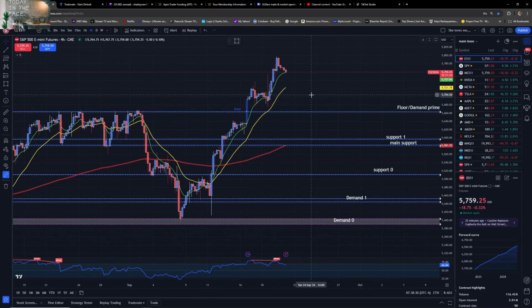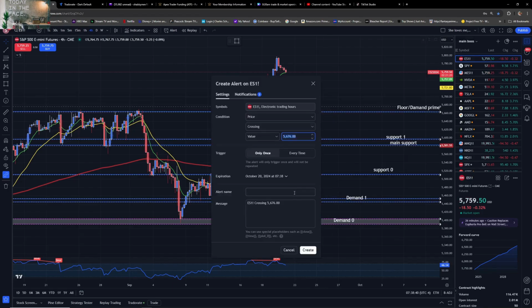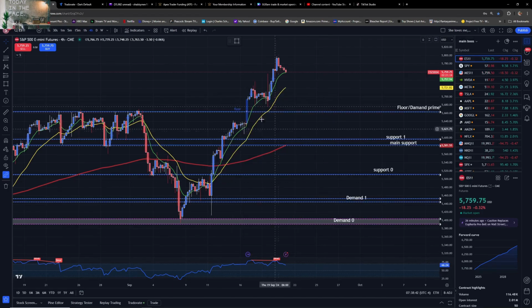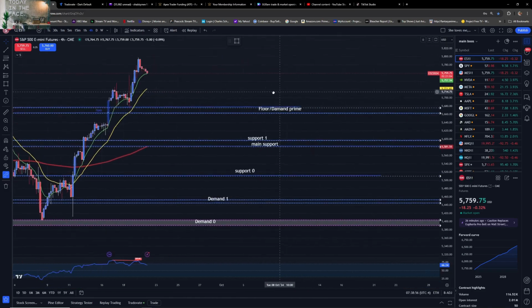So now, the new data is giving us something to look at as well. These wicks matter because there's no bodies of candles in the new data. So right here, add alert. Since there are no bodies of candles down here, these wicks matter more than anything, so you have to mark out the bottom of the wicks, right above your prime demand zone.